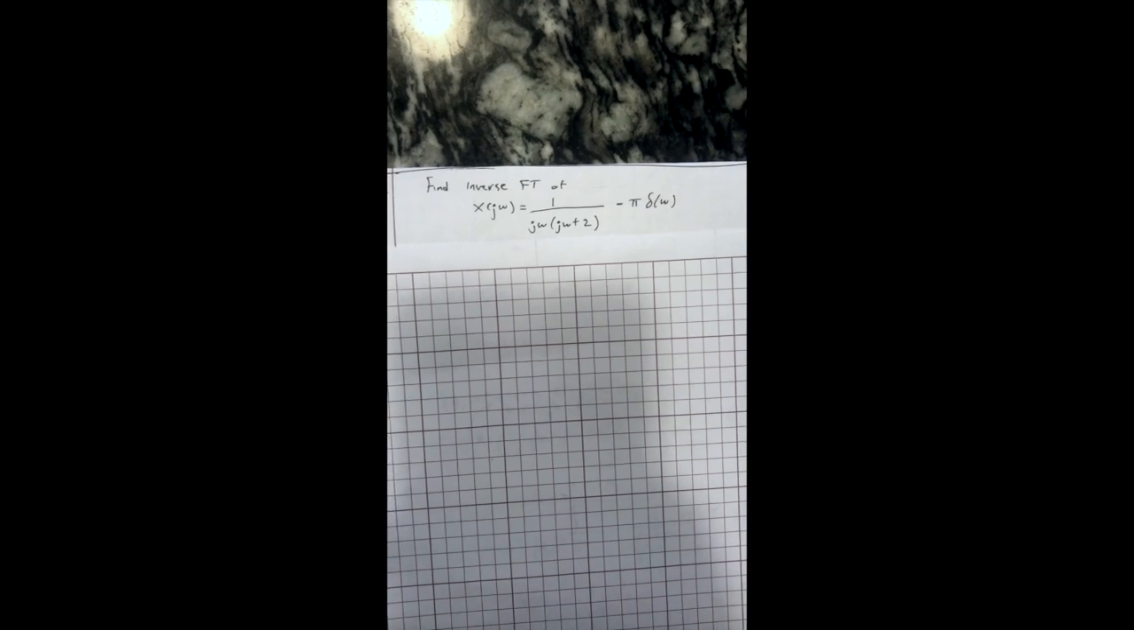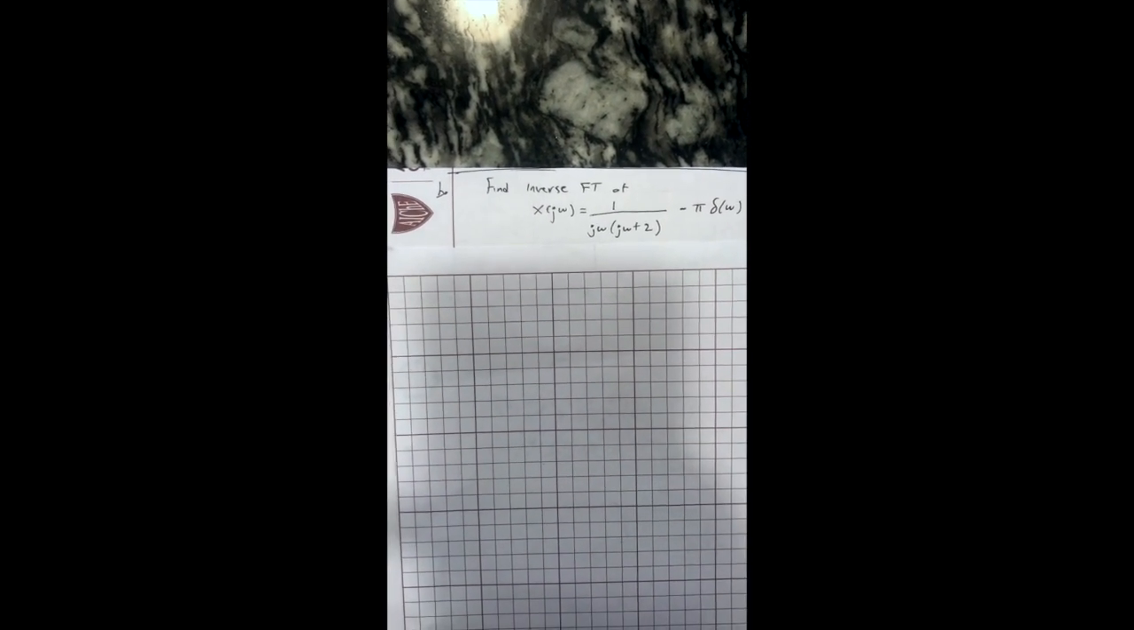Alrighty, now here you're asked to find the inverse Fourier transform of x of j omega equals 1 over j omega times j omega plus 2 minus pi delta of omega. Well, this doesn't look like any of the properties we know. So the natural thing to do here would be to use the basic formula that we've been taught, if you want to find the time expression of this, right?